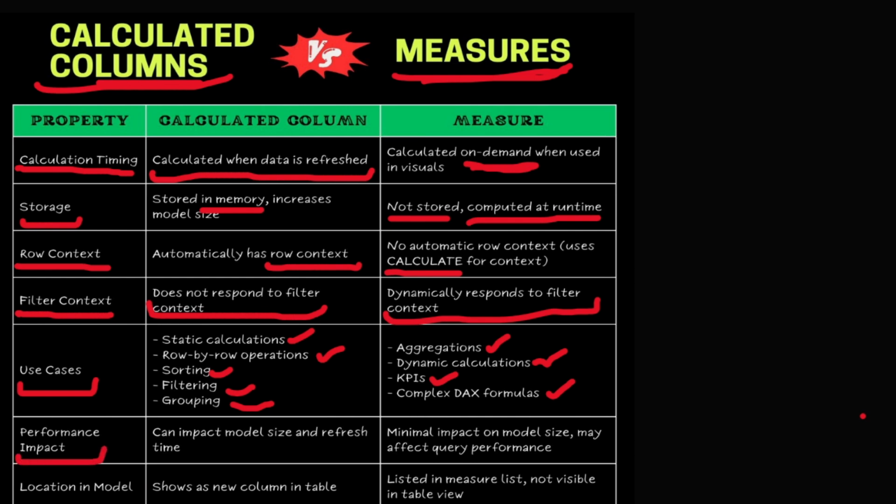If we look at the performance impact, the calculated column will impact the model size because it will be part of our model. As we create a calculated column, it will be added as a new column in our table, and due to that, it will take more time to refresh because it has to perform the calculations based on the row context, whereas a measure has minimal impact on the model size. And it may affect query performance if the DAX formulas are too complex. It will take time to execute those queries.